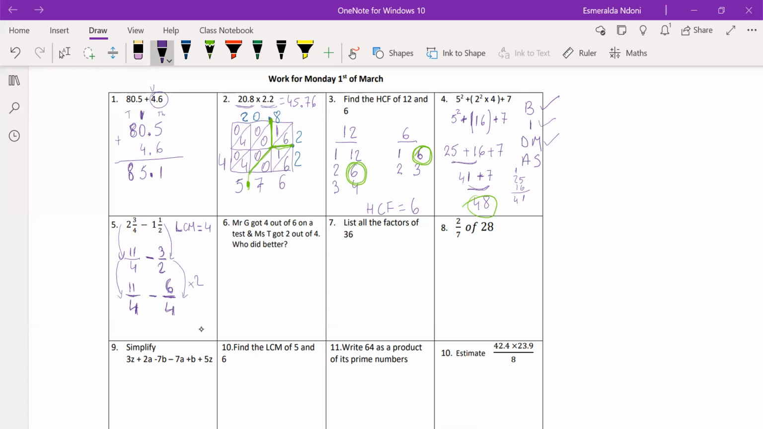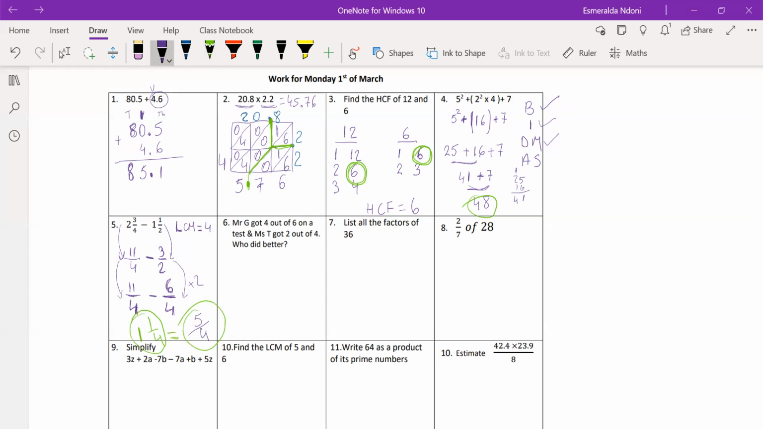Now that the denominators are the same, you can just subtract the numerators. 11 take away 6 is 5, and the denominator does not change. That is your answer. If you wrote it as 1 1/4, these two are equal. These are the same thing, it's just written differently. But they are both the same answer, they're both correct.